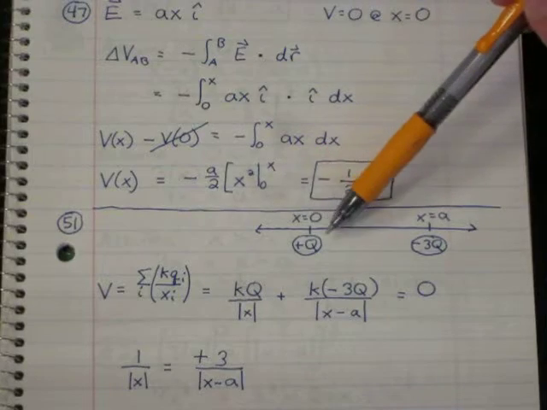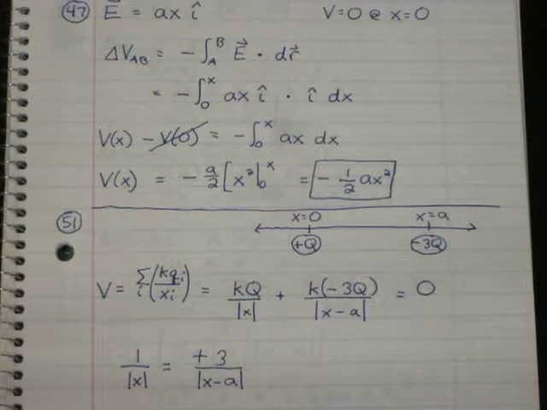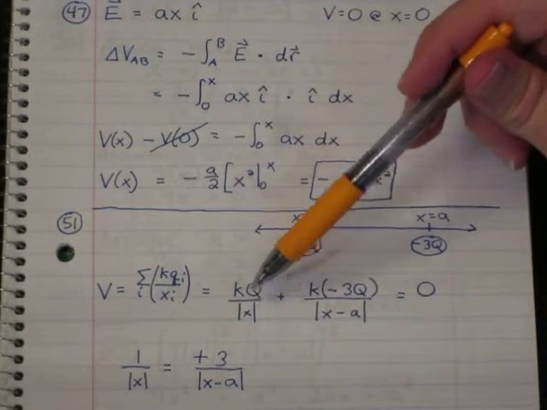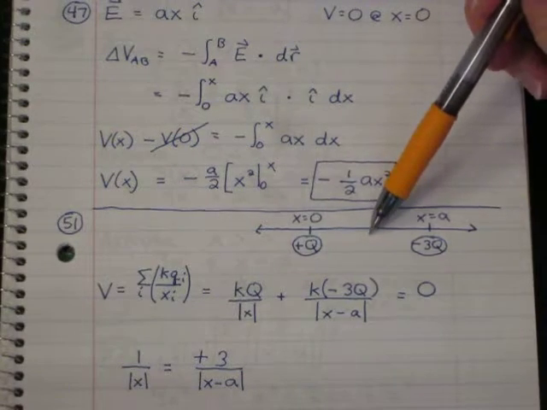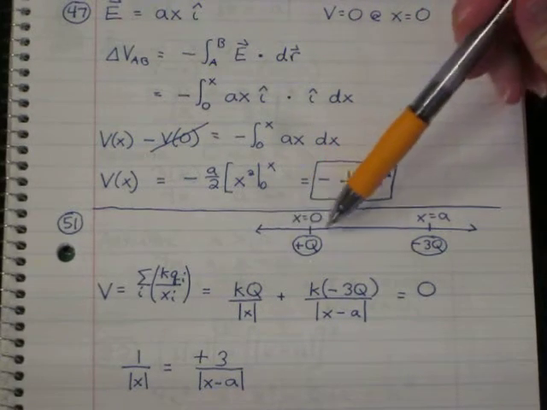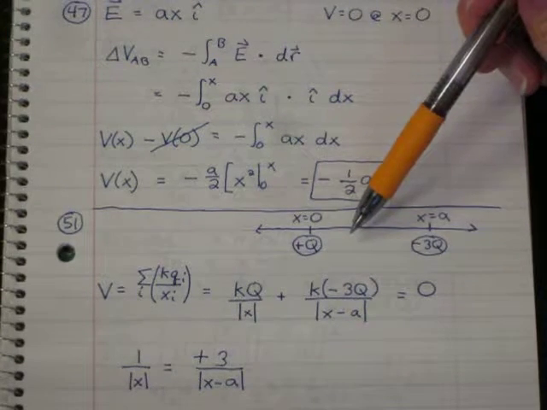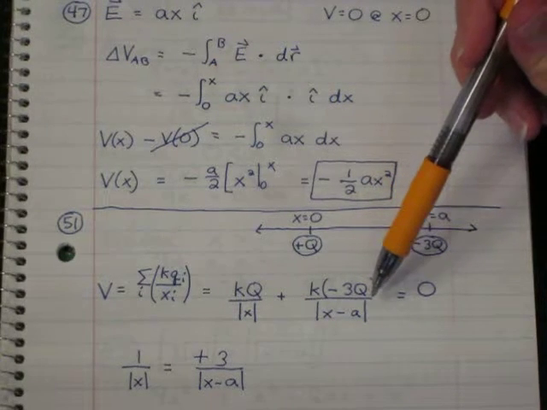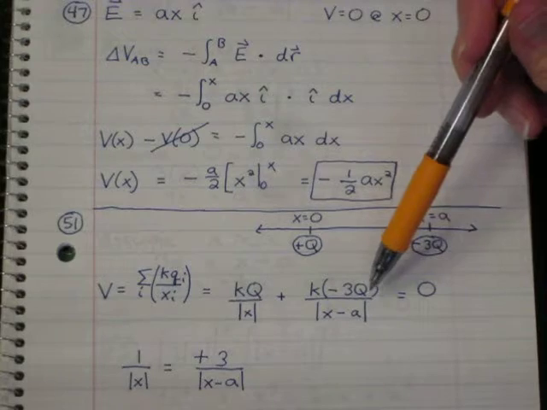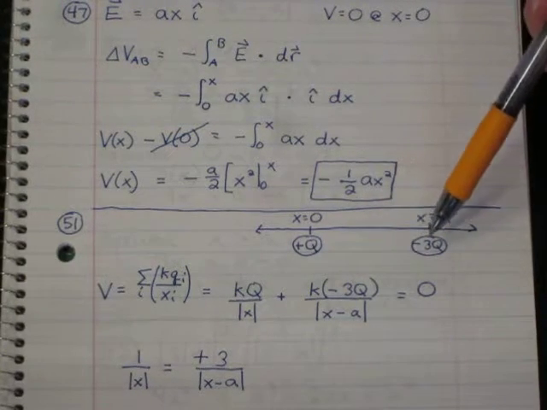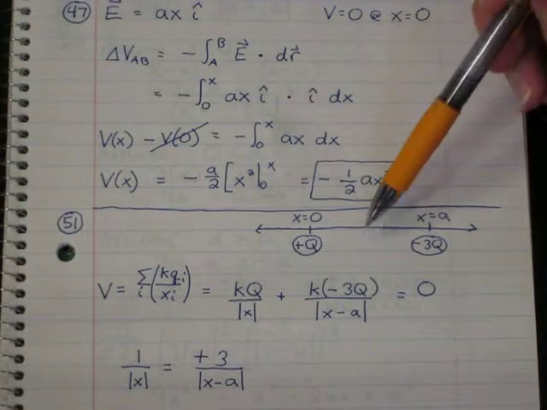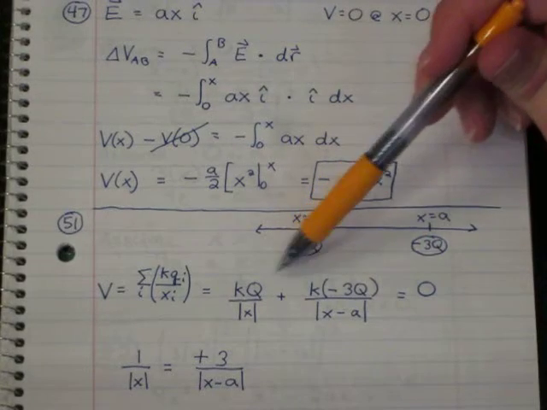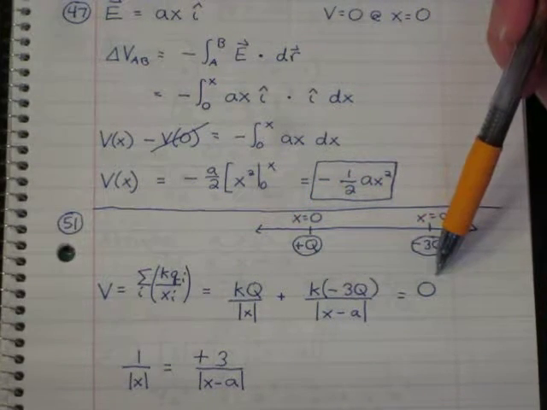Now it could be on the negative side, it could be on the positive side, so we have to allow for that. So we're going to say over the absolute value of x, meaning whether it's at x equals 5 or x equals negative 5, we want to take that distance as 5. Plus, we have k times negative 3q divided by the point's distance from A, whether it's on the left side or the right side, and that's going to be the absolute value of x minus A. When we add these two potentials up, they're going to equal 0.